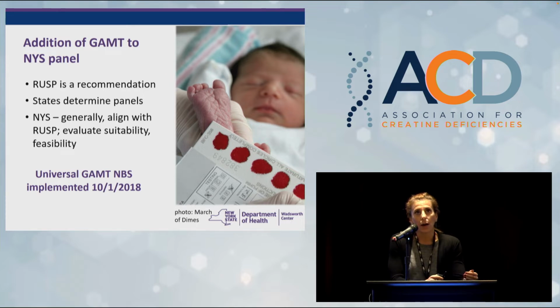So our health commissioner can add conditions to the panel. The commissioner can authorize that. And so we had seen these other tests that had been developed by Utah and British Columbia. We had a parent advocate in our state who had approached our program director. And so we started developing a method in our own hands, working on the test. Our leadership agreed that we were ready to start testing, and so we implemented universal screening in October of 2018.